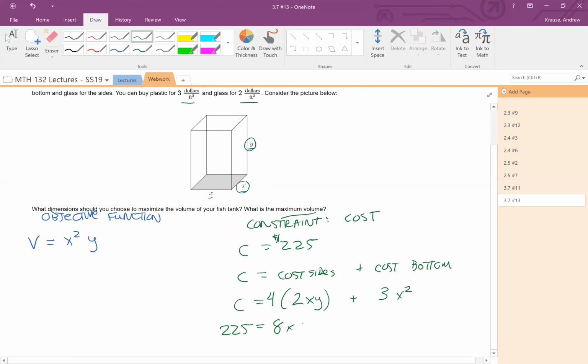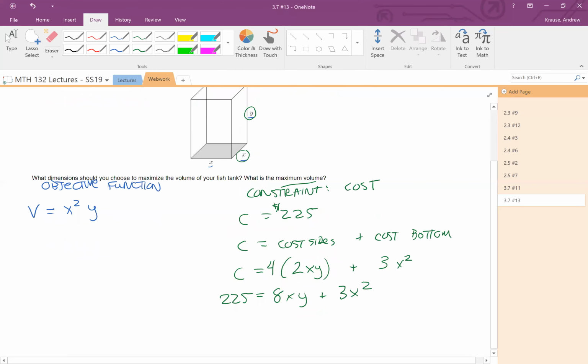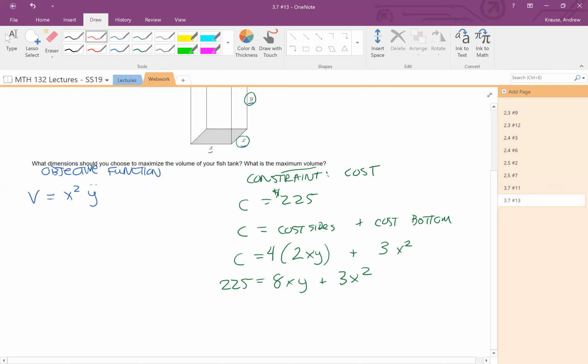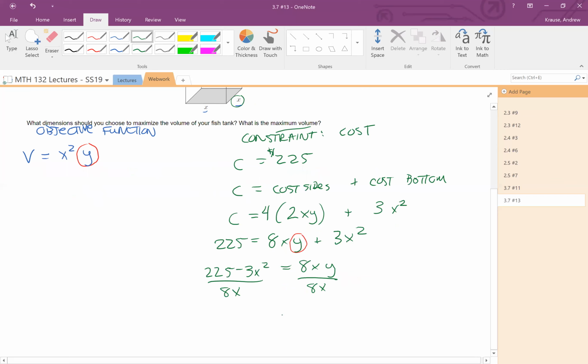If we simplify this, we get 8xy plus the cost of the bottom. And now from here, remember, we're trying to get rid of that y. We're trying to turn it into an x equation so we have a single variable equation. So we're going to need to solve for that y in the cost equation. So we get 225 minus 3x squared equals 8xy. We can divide by 8x, and we get that y is equal to (225 minus 3x squared) divided by 8x.